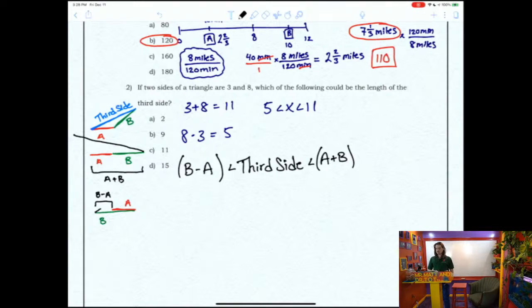So the limitation on this third side length is that it has to be greater than 5 but less than 11. Only 9 is greater than 5 and less than 11. Not less than or equal to, it's less than 11, so 11 won't work itself. But 10.99999, that would work. Okay, if you have any questions, then please let me know.